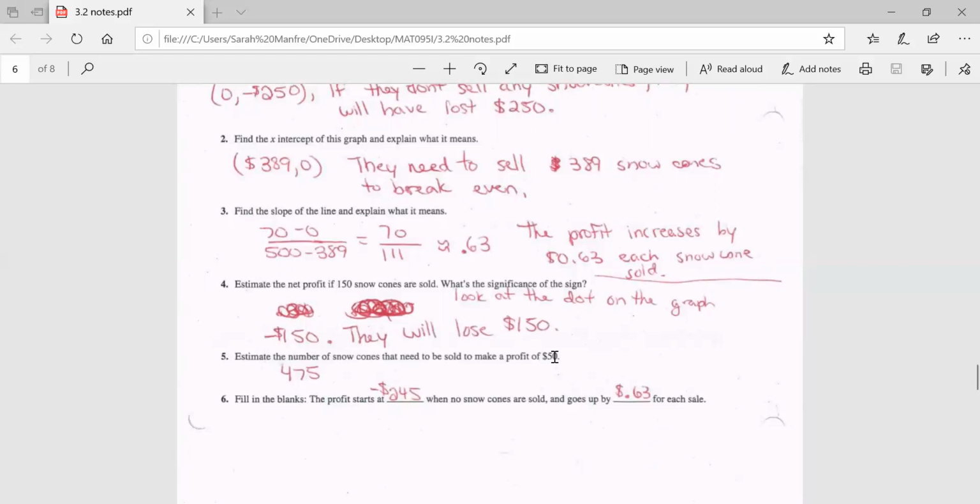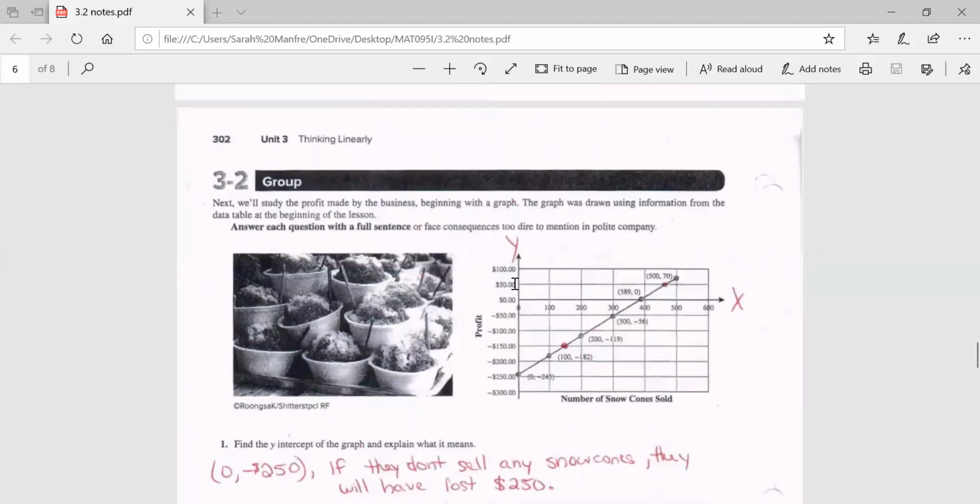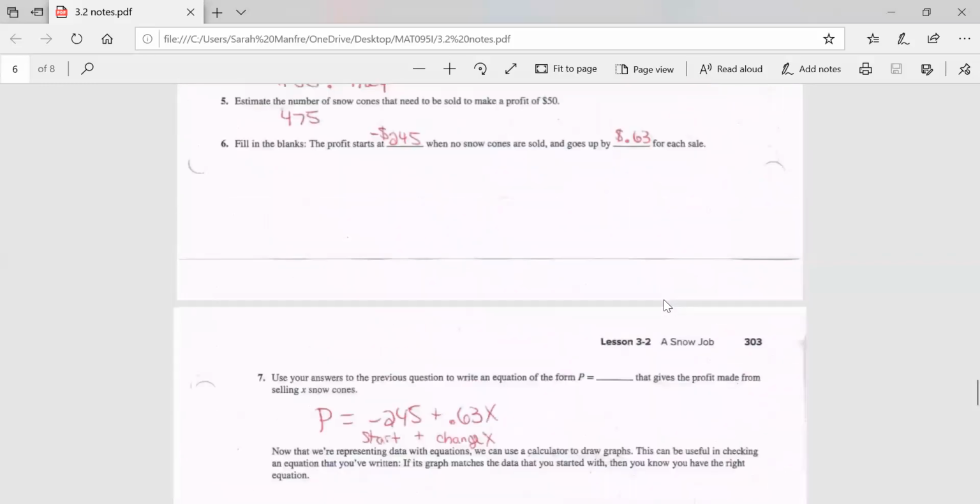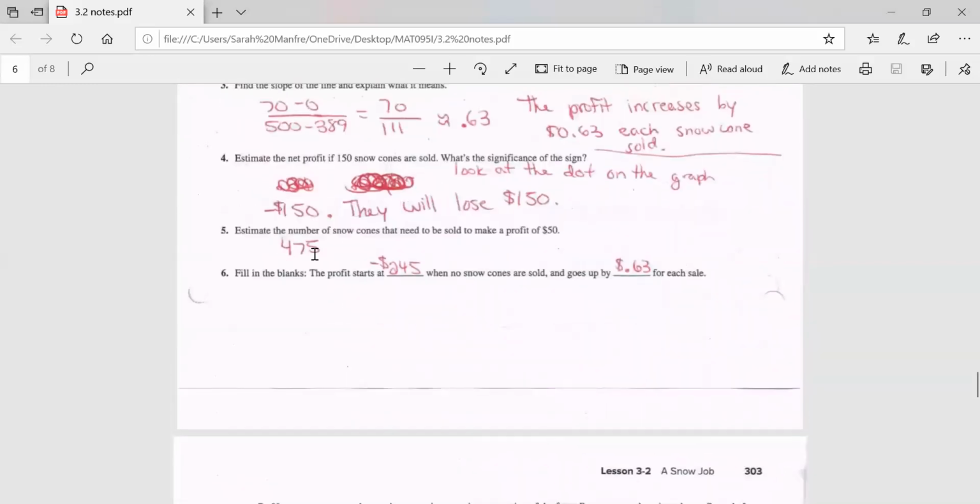If they want a profit of $50, well, I'm going to go here. Here's my $50 profit. Okay, go across. That's this dot right here. And that means that they would sell, it's about right here, maybe 475 snow cones, something like that. Okay, again, that's just estimating. So 470 or 480 would be fine, but 450 would not be correct because it's definitely not in the middle. So it would definitely need to be closer to 500, okay, than 400.